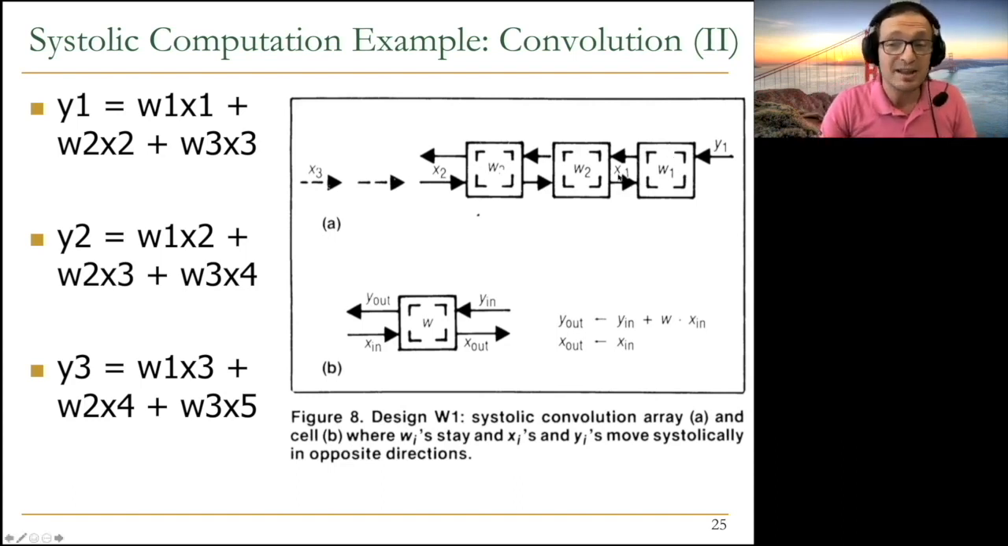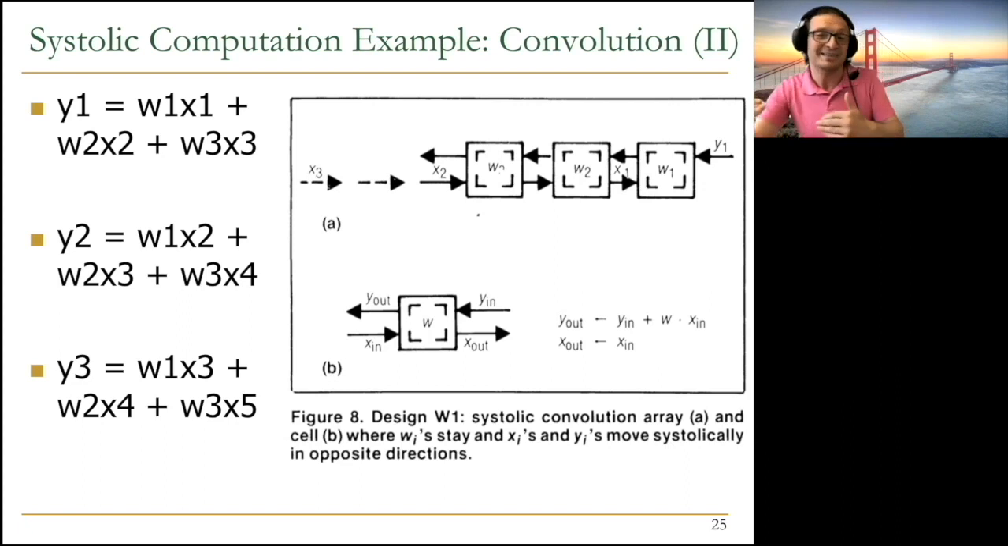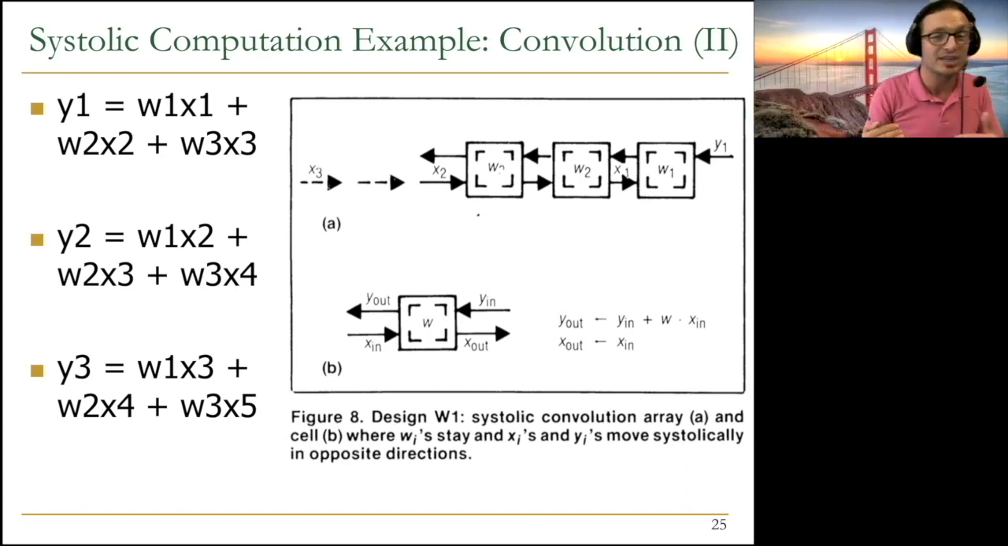And once X1 arrives here, you should also have Y1 arrive here. Okay, once X2 arrives here, you should also have Y2 arrive here. Basically, you need to make sure that you get the data flowing from the left and the output that you're going to accumulate into, that's flowing from the right, come actually at the right times. That's what I mean by orchestrating the data flow.